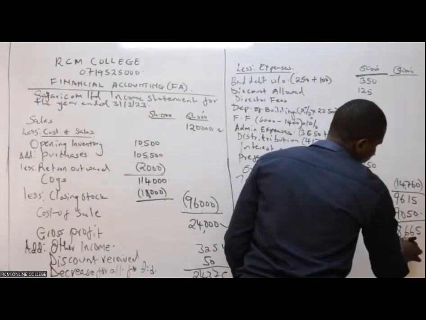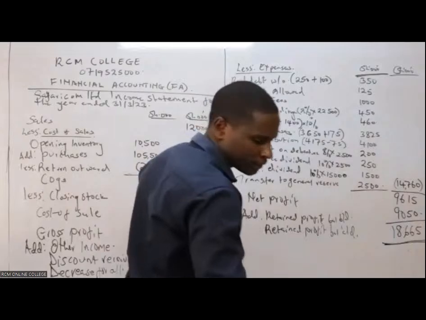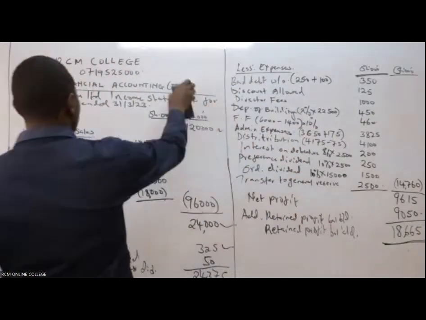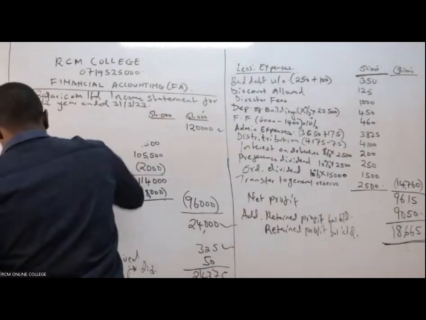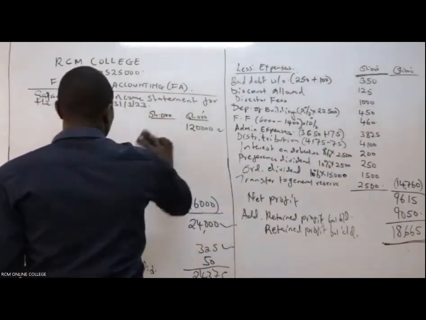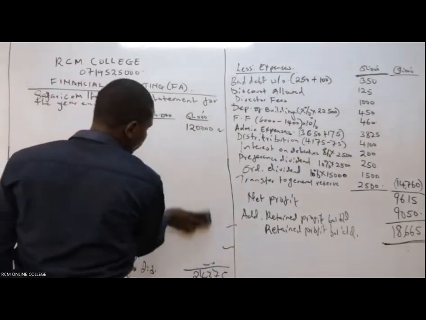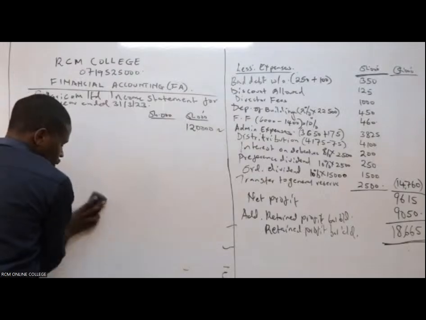Now 18,665. Let's go to the balance sheet very fast. Let's prepare the balance sheet. That is the profit we shall be taking to our balance sheet.